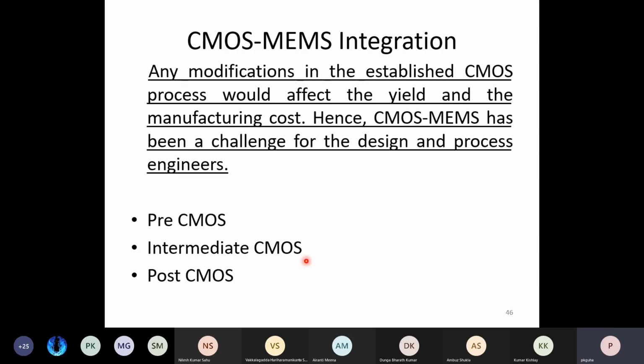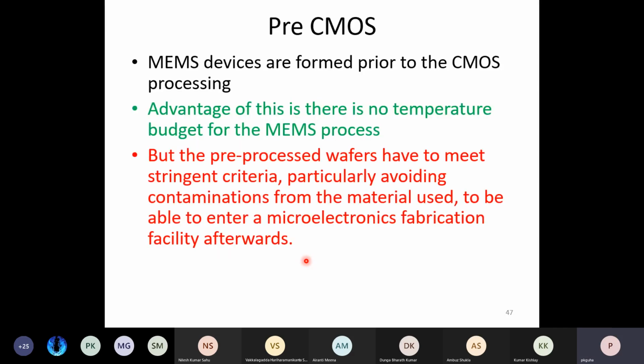And there is post CMOS. In post CMOS, your nanomaterial based sensor is integrated later on. Later on means after the whole CMOS process, they will give you the wafer, and then in that wafer or chip you can make your own sensor. So that's post CMOS. All these processes have their own advantages and disadvantages. For example, with a pre-CMOS process, the advantage is you don't have to bother about temperature. There is no temperature budget.